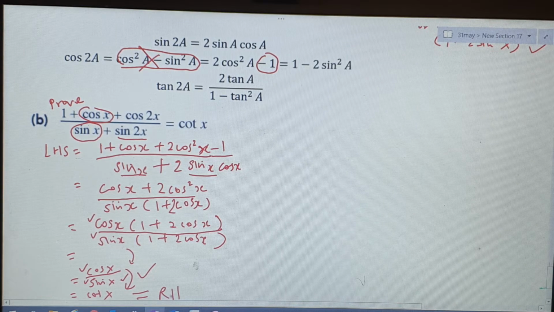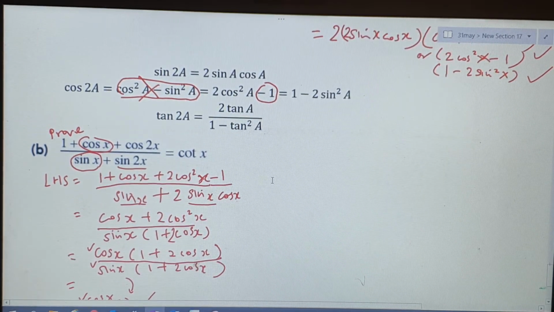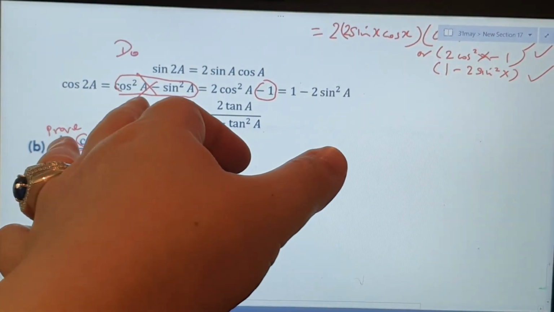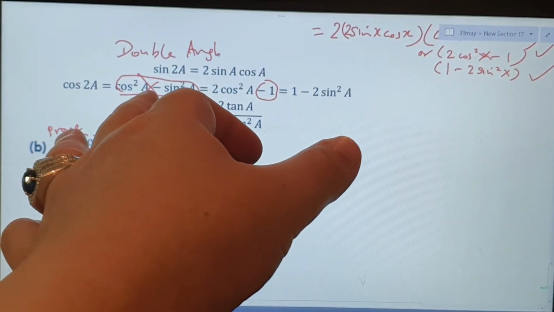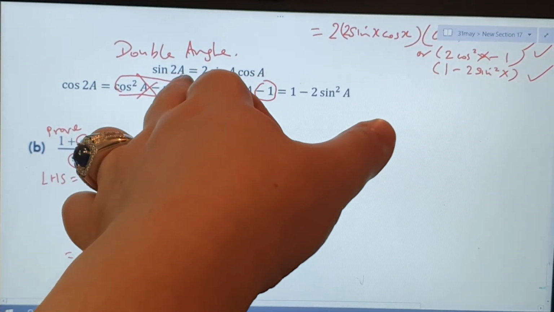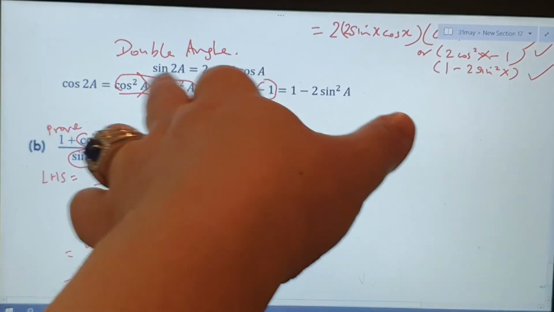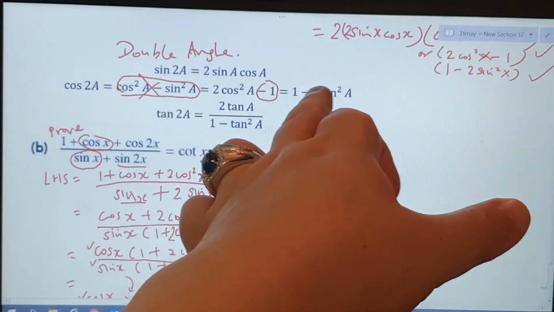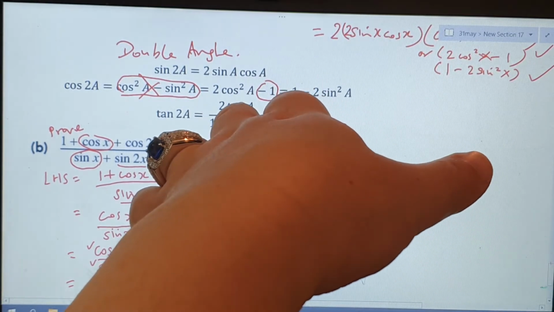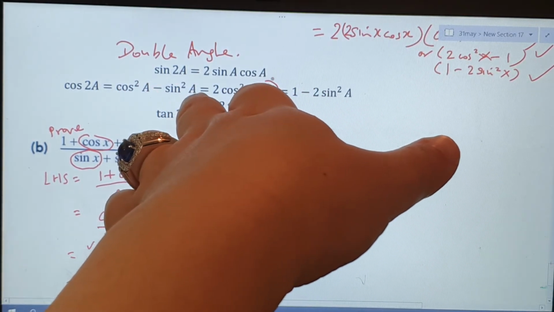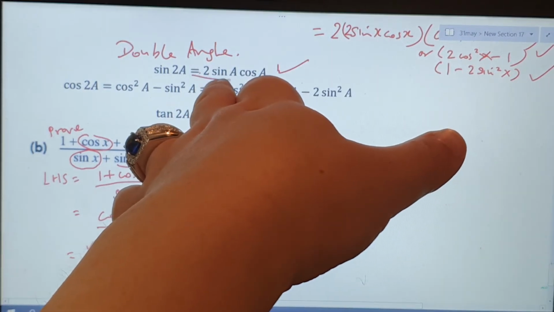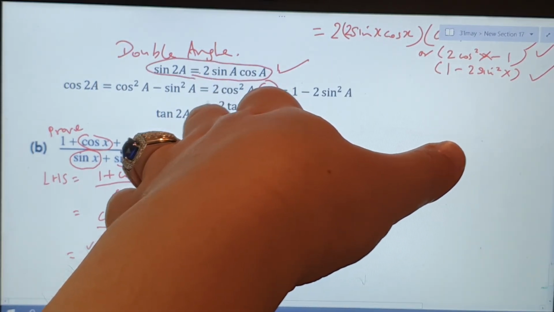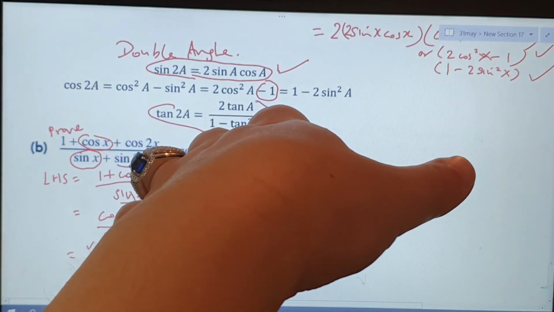Alright, I will stop here. You try to digest this. Digest what? This is what we call the double angle formulae. Why? Because this angle is double of these angles. This angle is double of these angles. This angle is double of this angle. For sine is very straightforward. There's only one formula. Tangent also one formula only, no big deal.